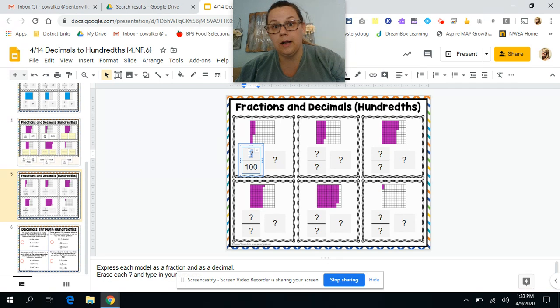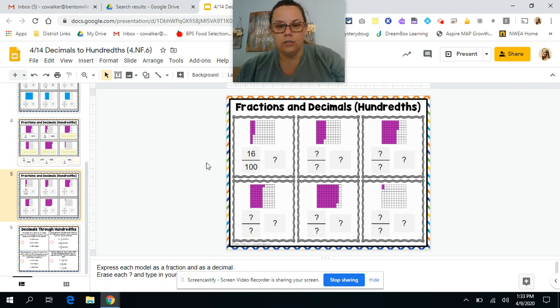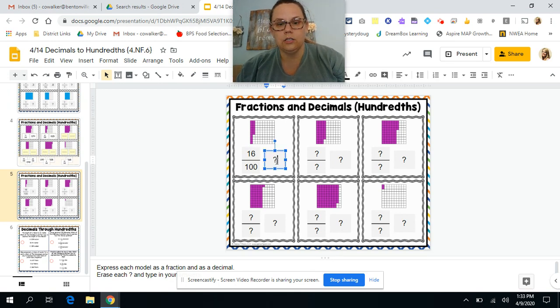So we know it's a 100 block, so potentially there could be 100 shaded. If there was 100, I would have a whole, but there's not. So how many are actually shaded? Well, I see one full row, which we know is 10, and then 1, 2, 3, 4, 5, 6 of the next row. So we know we have 16 hundredths. We have 16 out of 100 shaded, and what is that going to look like in decimal form? We know we have our decimal. And then what do we write? 16. So we have 16 hundredths.